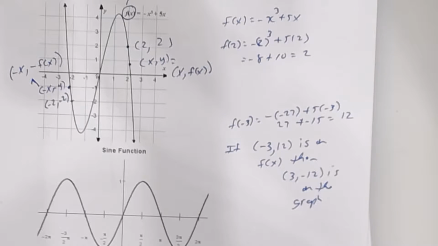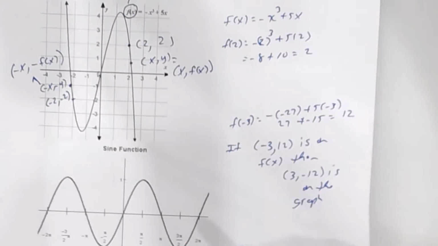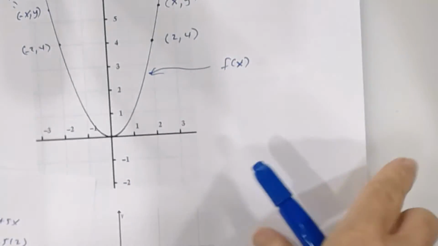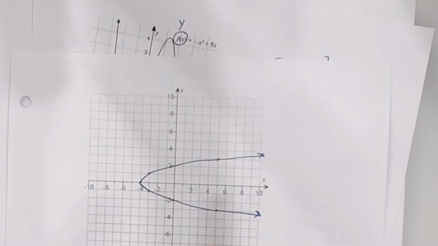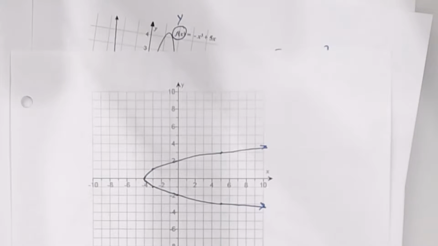All right, and then remember this right here was an odd function, and this right here was what kind of function? Even. But then at some point when we're talking about symmetry, we looked at this relation. Now, that's not a function, right? Because it fails the vertical line test, so that's not a function. But it does have symmetry. What's the symmetry?